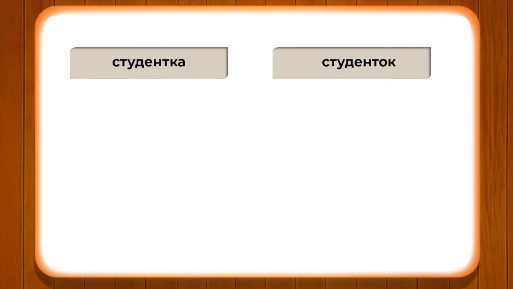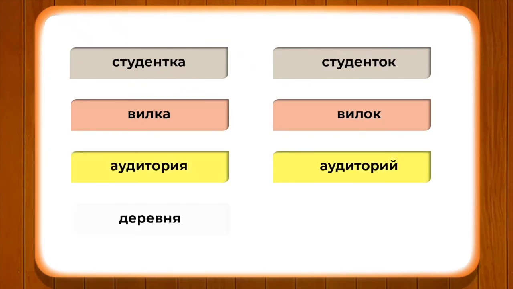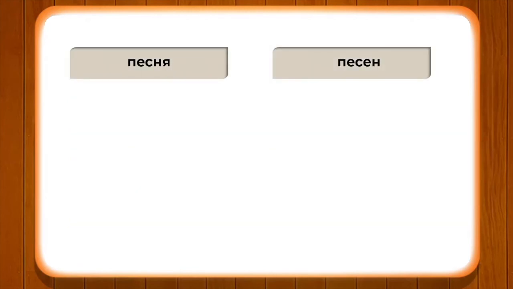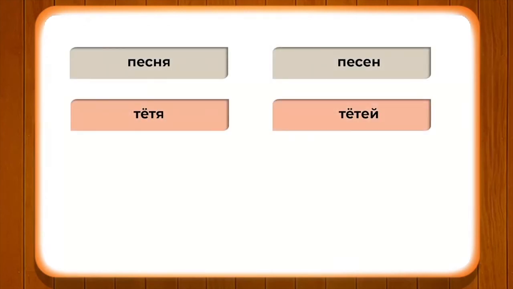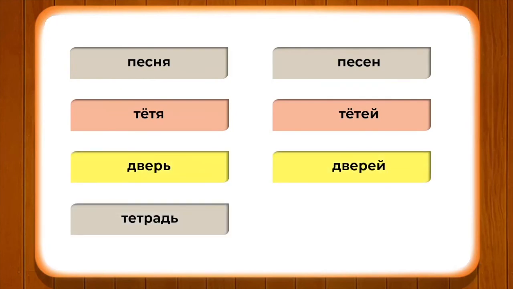Likewise, вилка, аудитория, деревня, песня, тетя, дверь, тетрадь, сестра would change. Вилка changes into вилок, аудитория changes into аудиторий, деревня changes into деревен, песня changes into песен, тетя changes into тетей, дверь changes into дверей, тетрадь changes into тетрадей, сестра changes into сестер. So, it is absolutely different from what we have learned.